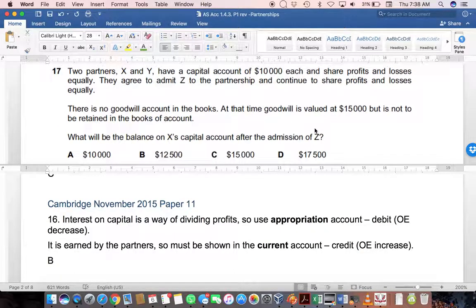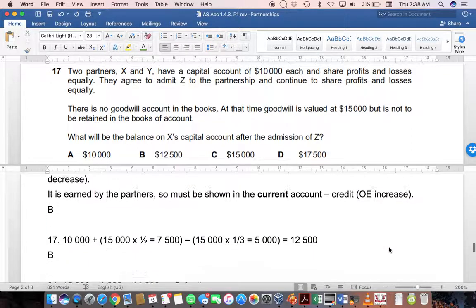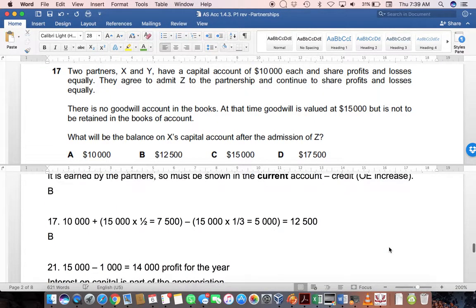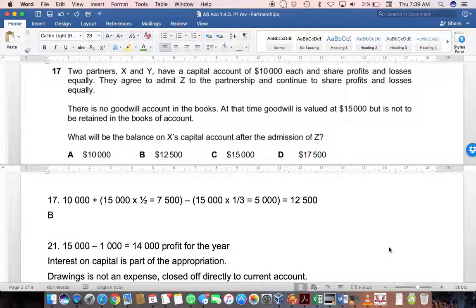Number 17 from the same paper. Two partners, X and Y, have a capital account of $10,000 each and share profits and losses equally. They agree to admit Z to the partnership and continue to share profits and losses equally. Now, although in both cases they are sharing the profits equally, I do hope you can see that in the first scenario, the old ratio, X and Y each get a half. However, as soon as they bring Z in, they will only get a third. So there is a change in this ratio.